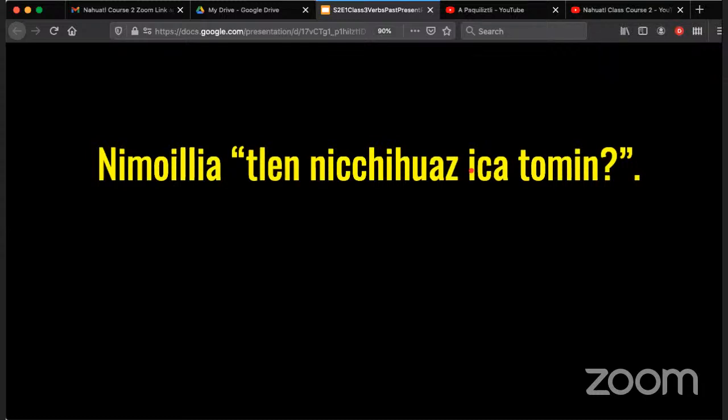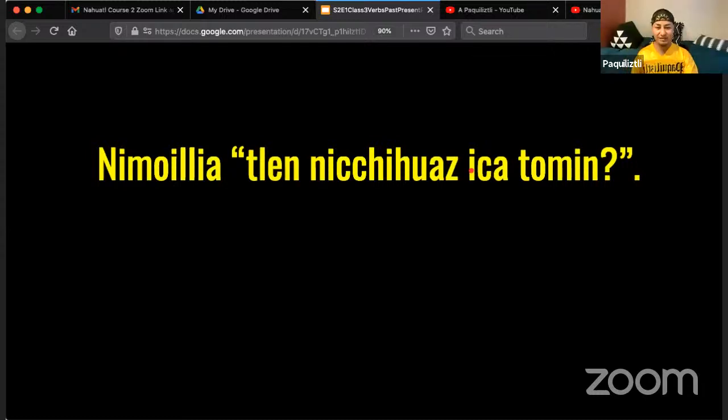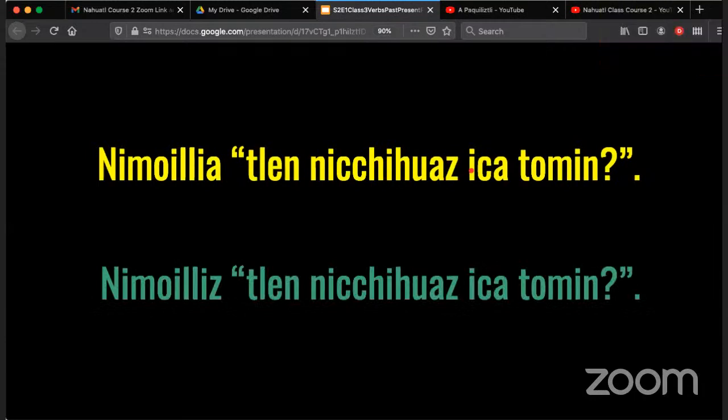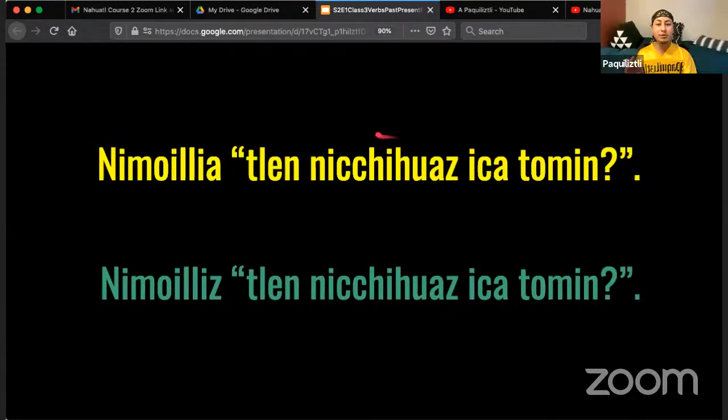Nimoilis. So the only thing that you needed to do was change your emphasis, because once it becomes Nimoillia, the emphasis changes to this I because you dropped the A. So it goes from Nimoillia to Nimoilis. Now this is the highest syllable. So if we go Nimoilis, "I will think," Nimoilis, tlen ich chihuas ikatomin. "I will think, what will I do with the money?" Okay.